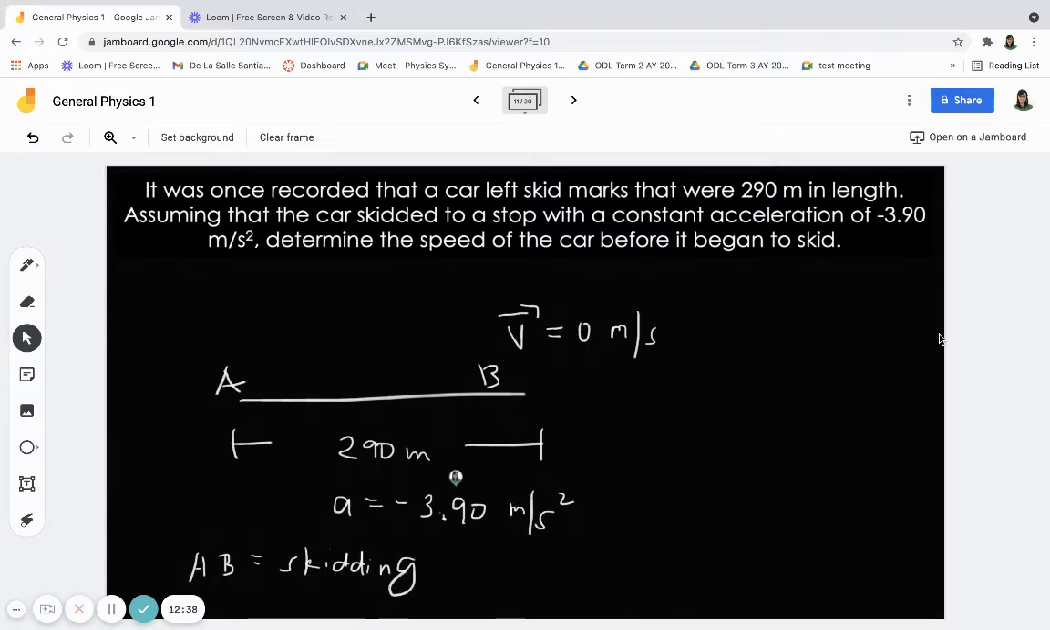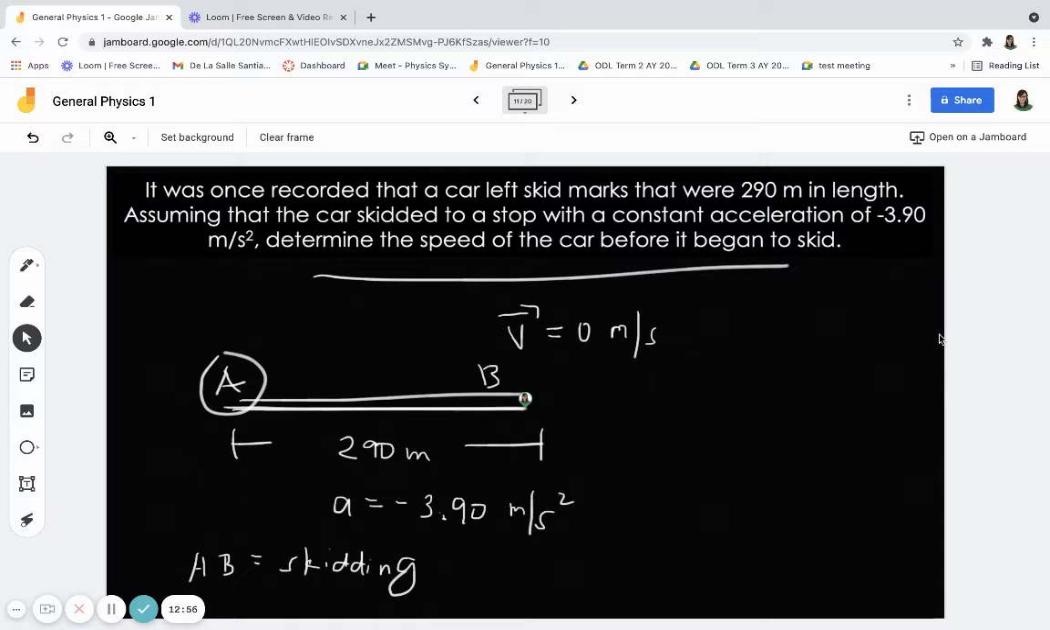So the negative sign given for the acceleration actually makes sense, okay? We should expect the initial velocity to be positive then. Going forward, determine the speed of the car before it began to skid, okay? So, if this entire path from A to B is the time that the car was skidding, therefore, the speed that we want to know would obviously be the initial velocity or V naught, right? So that's the required to find.